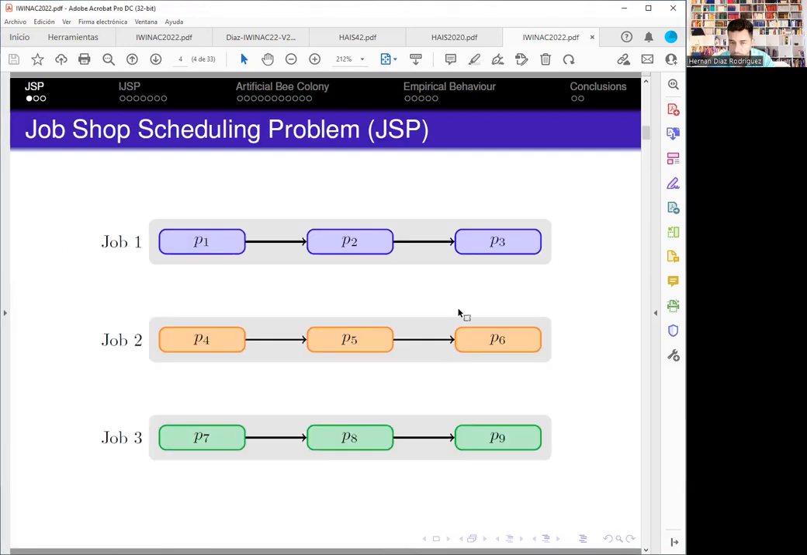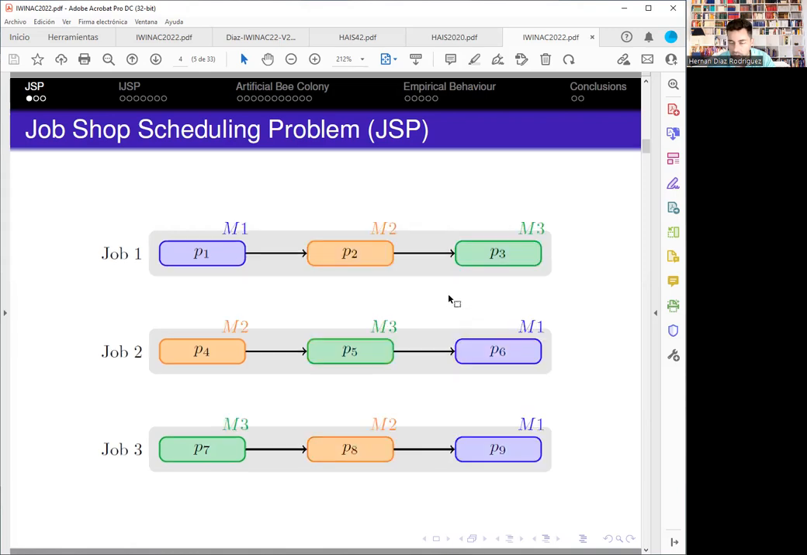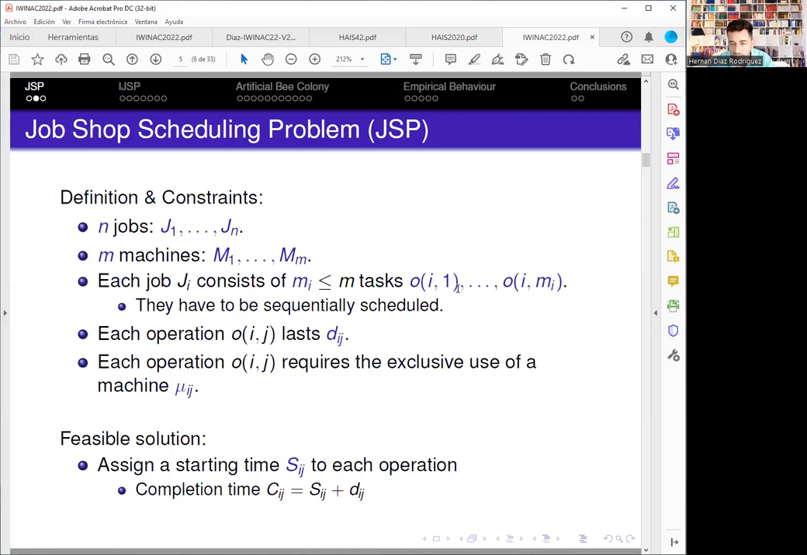The JobShop scheduling problem is a classical problem where we have a set of jobs, and each job has a series of tasks that must run sequentially one after the other. On top of this, each task is assigned to a different machine, represented here by the color, and these tasks cannot overlap in the machine. Once a task is running, it cannot be interrupted, and you have here a more formal description of the problem.